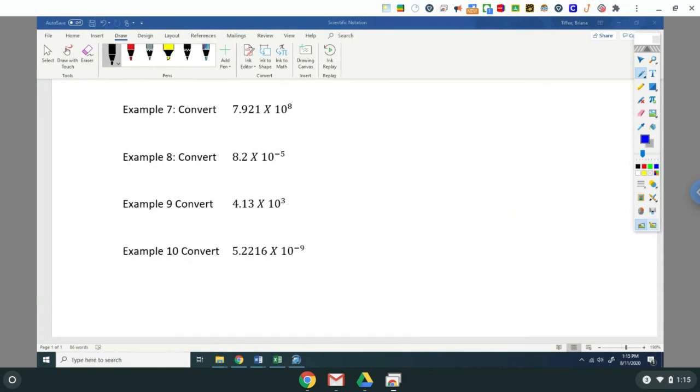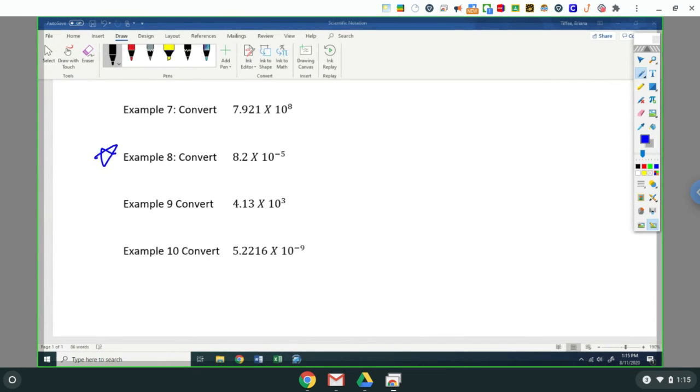Okay, now let's try example 8. So example 8, my digits are 8.2. Well, actually, I'm going to rewrite this. So it says 8.2, but to the negative 5th power. So I'm going to write 8.2 over here, because negative 5 means I have to go to the left 5 times. So I'm going to take this decimal and I'm going to move it to the left. So I can go 1, 2, 3, 4, 5. Put my decimal there. 1, 2, 3, 4. And that is your number for example 8.